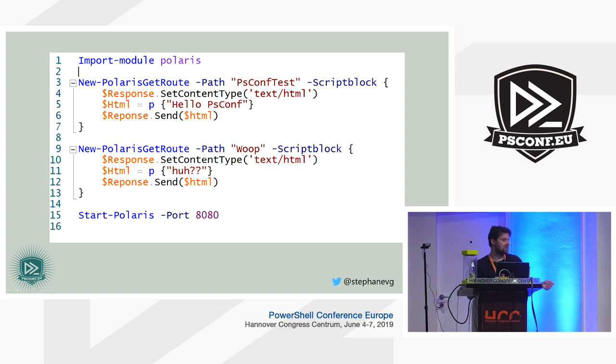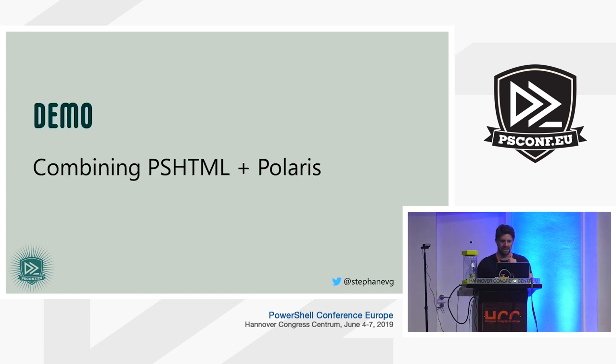Same here for whoop, there was just another route here, so it's possible to go slash whoop, and then you're gonna get who back, right? And then you start the server. So this is the basics of what you need to do for a Polaris web server endpoint. And those 2 routes are now in the same server file, but I would recommend not to do it like that because it can be pretty messy, or the code of a route can be pretty big, and so if you have a lot of routes, you're gonna have a lot of code in there. So I think it's good to separate it, and in the example I'm gonna show, I have separated that in files, and I'm just dot sourcing them, so you're aware of it. And so now we're gonna combine everything all together, PSHTML and Polaris.